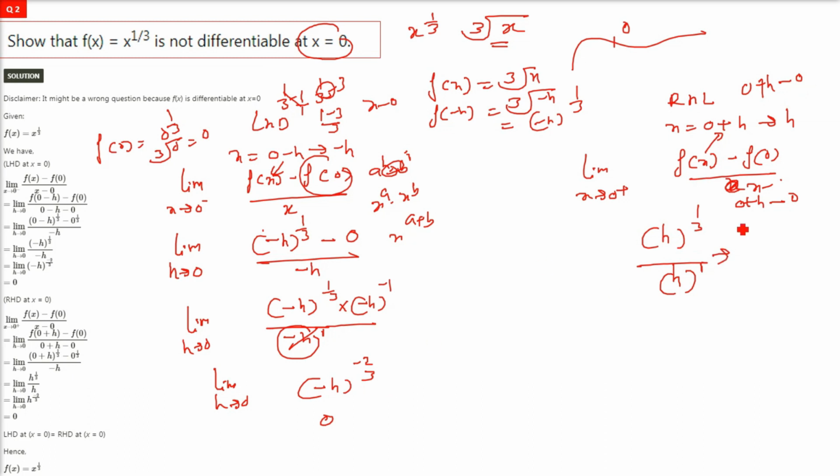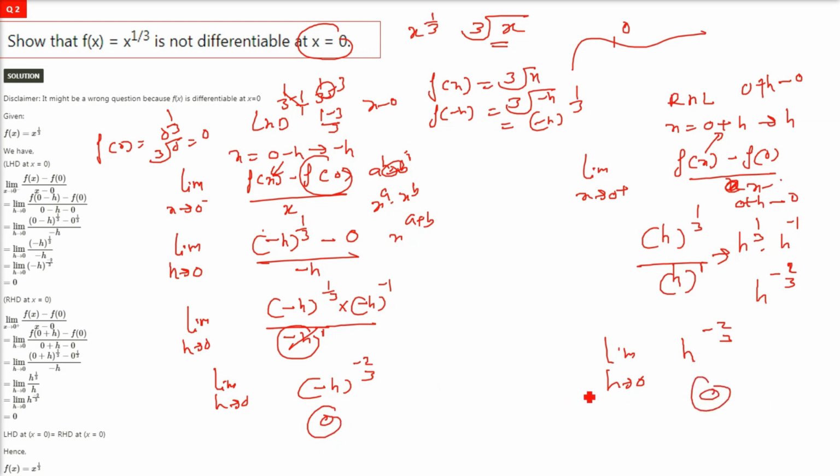h to the power 1/3 divided by h to the power 1 goes up. So it will be h to the power of minus 1. So h to the power 1/3 into h to the power minus 1, 1/3 and negative 1 get added. It is going to be h to the power minus 2/3. Again, whatever you do with h doesn't matter because it is going to be 0. h tends to 0. Anything to the power 0 is going to be 0 only. So you have a 0 on left hand derivative and right hand derivative and they are equal.